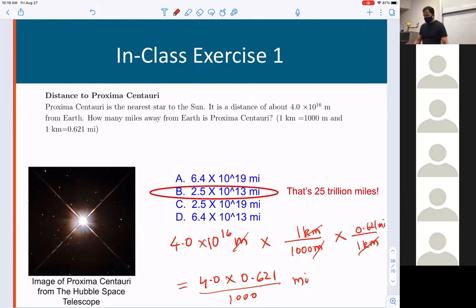Just a random question. If we were to try to go to this next nearest star in a current spaceship of ours, how long do you think it would take us to get there? With our current technology, it's not a physics question, it's more like, how capable do you think we are, and how big do you think 25 trillion miles is, kind of a question. So, say it again.